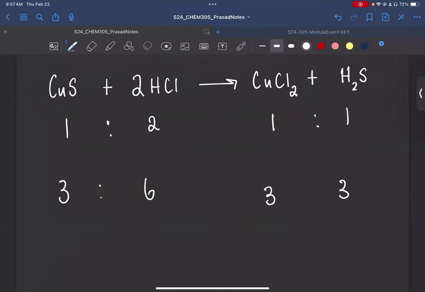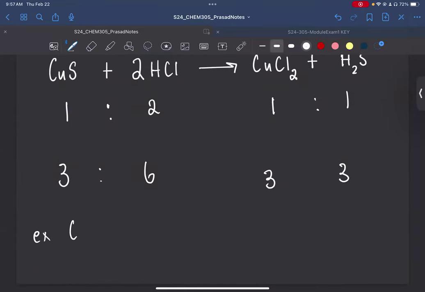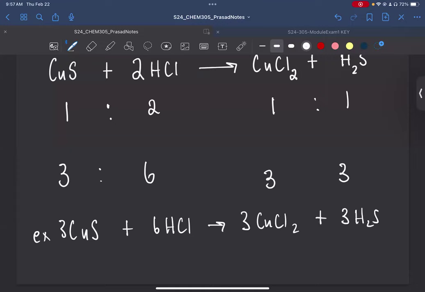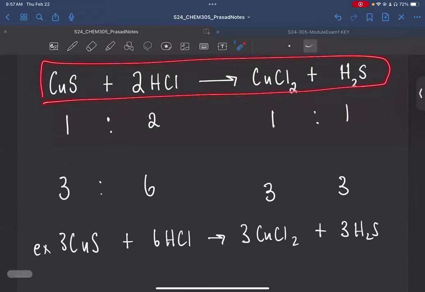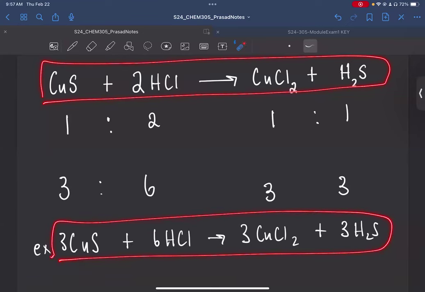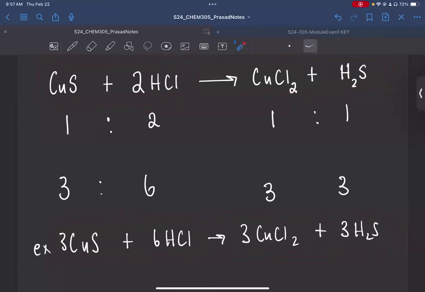What I'm trying to say here is that if you were to provide me the following equation, 3 copper sulfide plus 6 HCl to give me 3 copper chloride plus 3 H2S, that would still be correct. Even though these two equations as written are wildly different in terms of numbers, they're both correct because they maintain the same ratio. In both cases, 1-to-2 copper sulfide to HCl. In this case down here, again, 1-to-2. Since there's a lot of freedom with this, we typically do not use fractions when we're balancing. We try to avoid it as much as possible. It makes it more confusing than needs be.